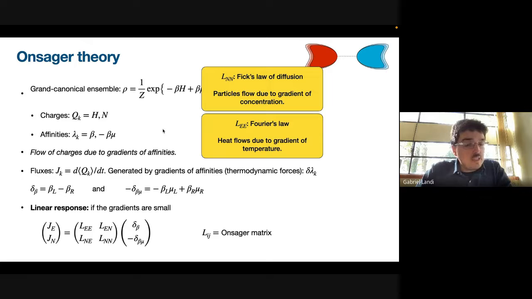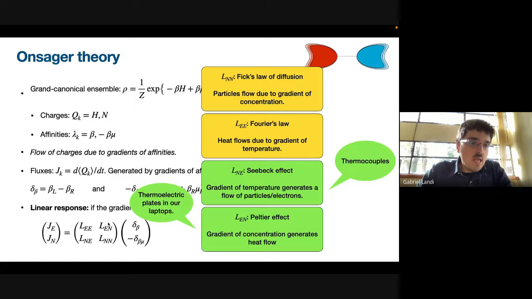What is very interesting about Onsager's theory is the prediction of these cross coefficients, which are less intuitive. So LNE represents how a gradient of temperature generates a flow of particles or electrons. This is called the Seebeck effect, and it's the basis for thermocouples. Thermocouples measure temperature by measuring current, and that's exactly the basic working principle: a gradient of temperature generates a flow of particles.